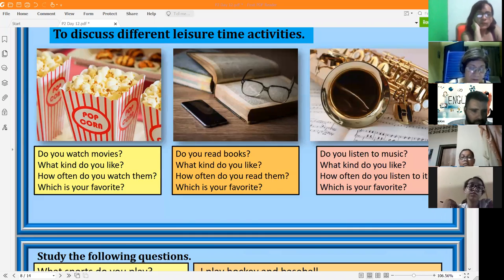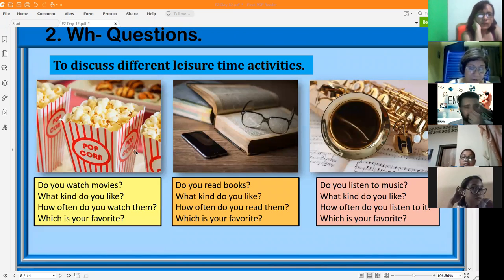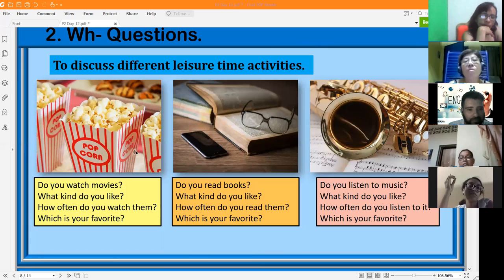Let's see. Look at the pictures. Popcorn, where do you normally eat popcorn? When I go to the cinema. Yes, when you go to the cinema, you eat popcorn. So popcorn represents the cinema. What about the next one? We have books. Now people probably use a Kindle to read books, or they read books from an app like Google Play Books. So then they don't read on paper anymore, probably. And the other one represents music, okay?